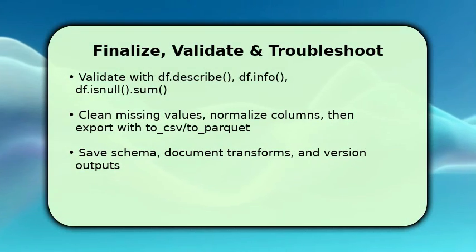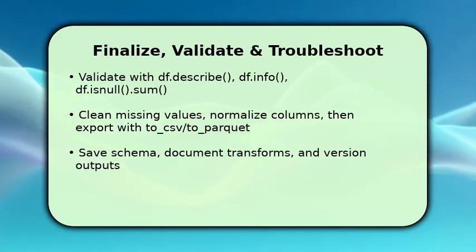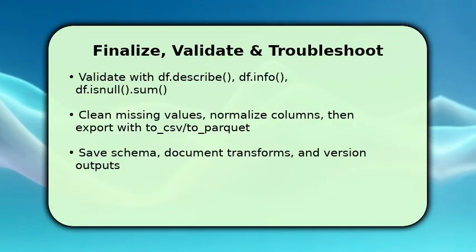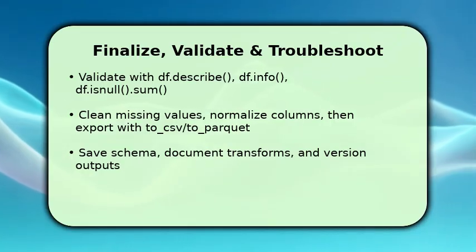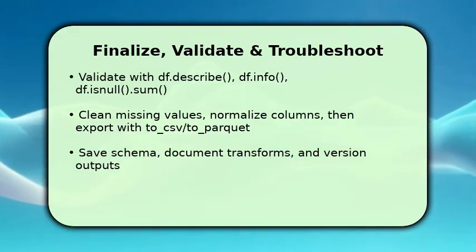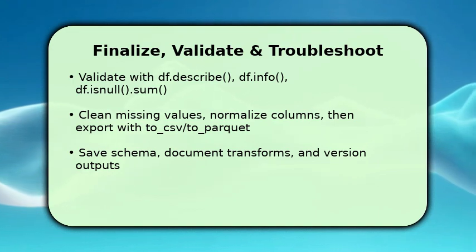Finish by validating and saving a clean dataset. You should run df.info(), df.describe(), and df.isnull().sum() to find anomalies, then apply fillna, dropna, or imputation as appropriate. Normalize column names, set correct indexes, and export with df.to_parquet('clean.parquet') or to_csv for portability. Once saved, document the transforms and schema.